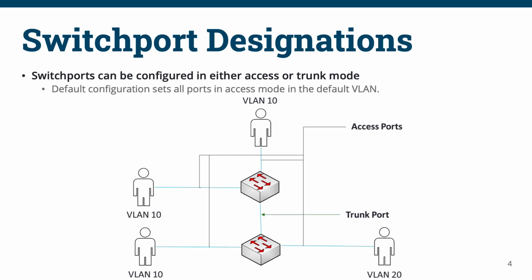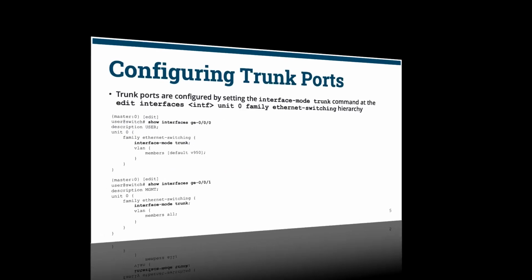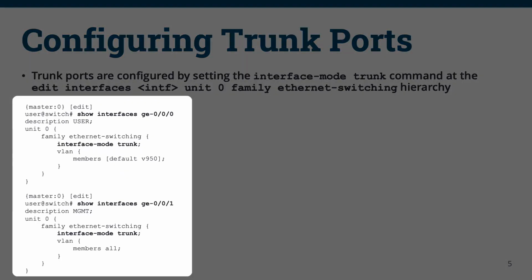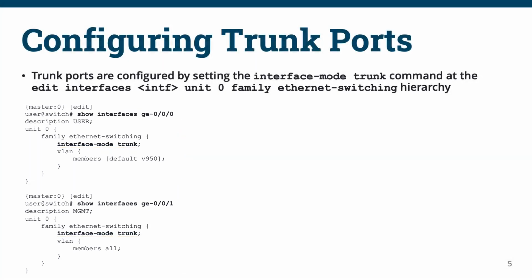In the next slide, we'll take a look at how to configure an interface as a trunk and associate multiple VLANs with it. We see in this configuration snippet that these two interfaces are configured as interface mode trunk, allowing them to carry tagged traffic and be members of multiple VLANs. In the VLAN members configuration, multiple VLAN selections may be made, or the trunk may simply be configured as a member of all configured VLANs.